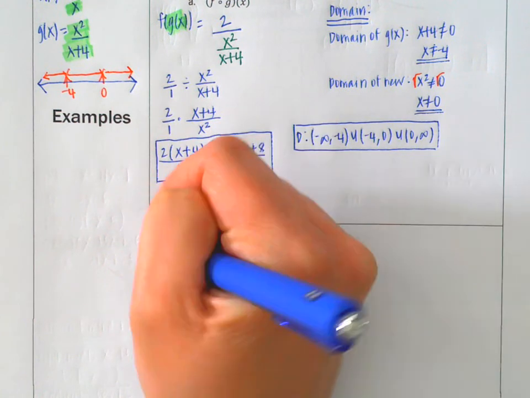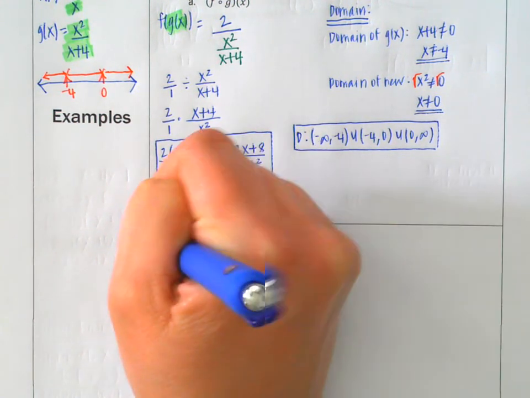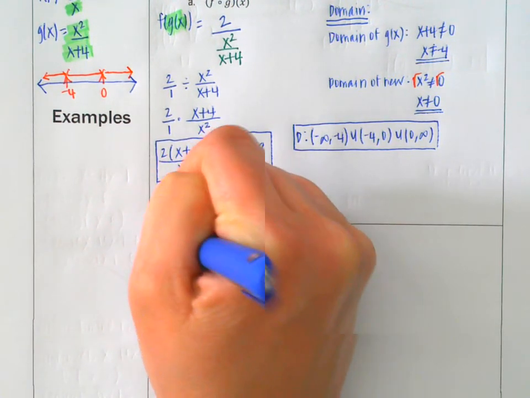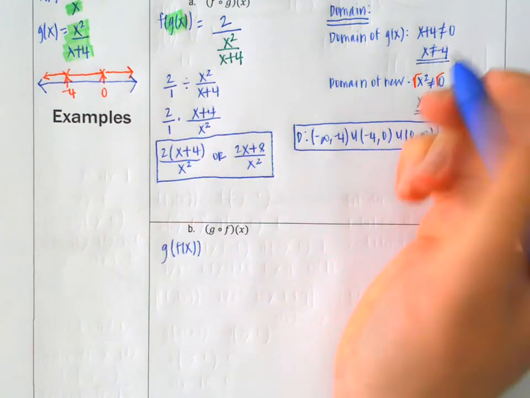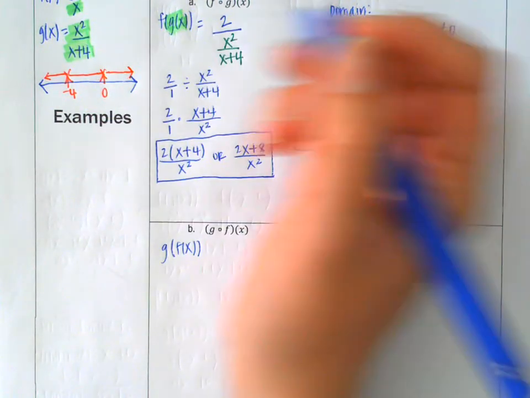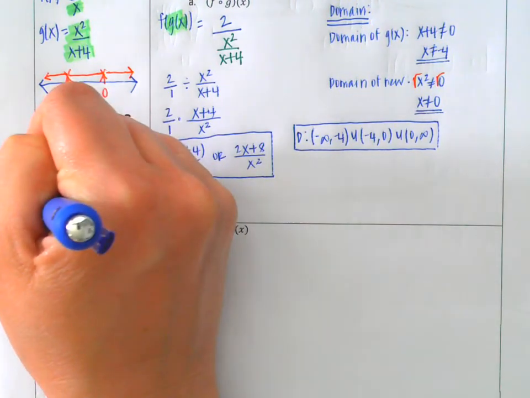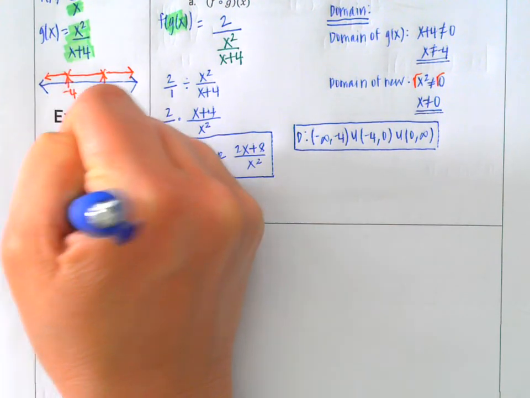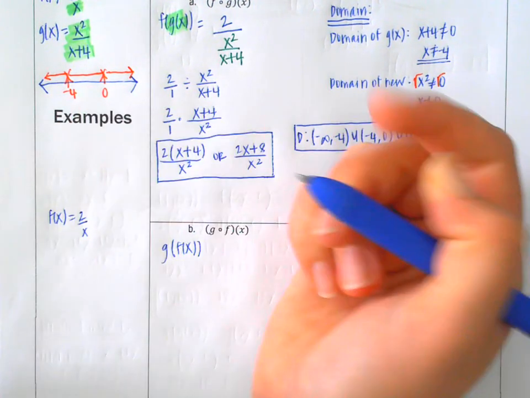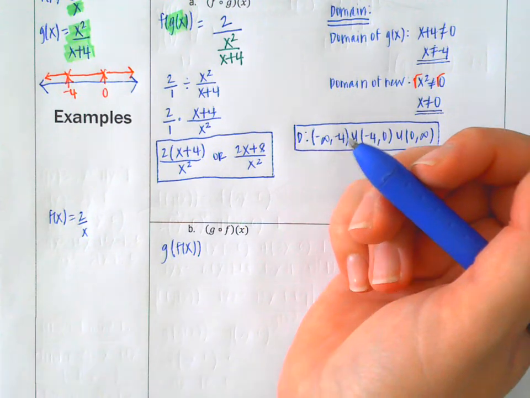So first thing I would do is rewrite. So it would be g of f of x. I'm going to write both of those to the side here. So f of x is equal to 2 over x.